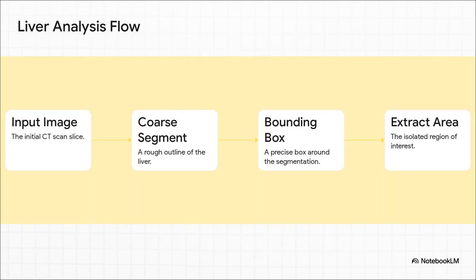And what's really powerful is how these different tools can all work together, like a team. The AI can start with a rough outline, a coarse segmentation, just to get its bearings. Then it uses that rough shape to draw a perfect bounding box, which efficiently isolates the area it needs for a final, super detailed analysis.